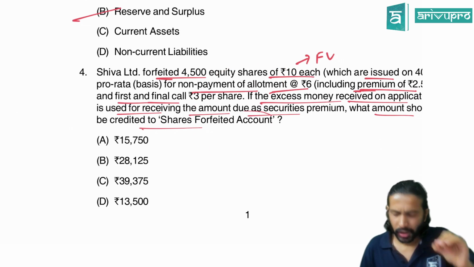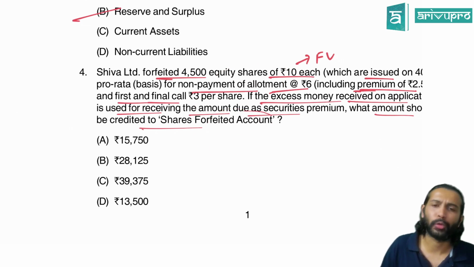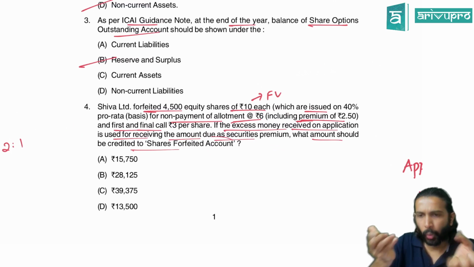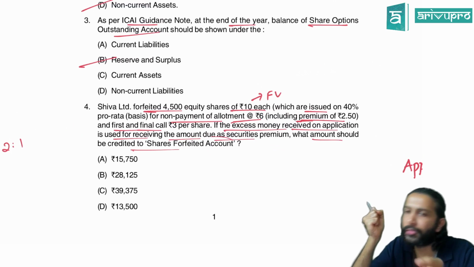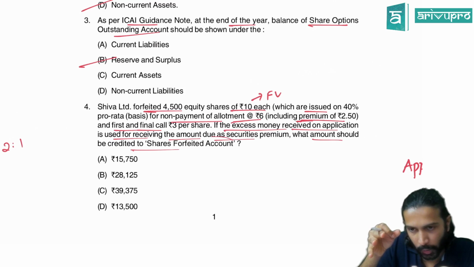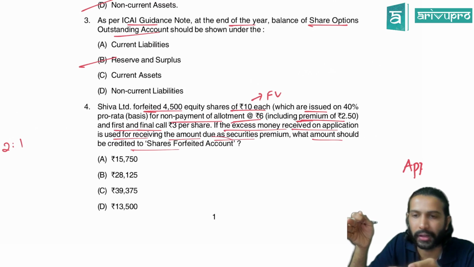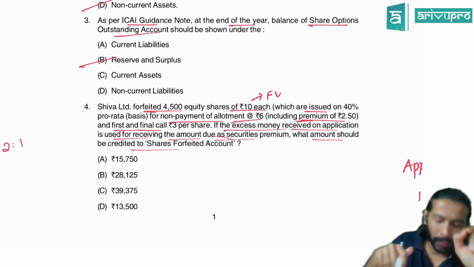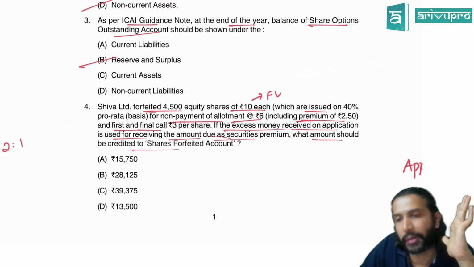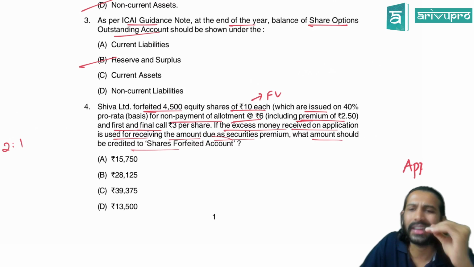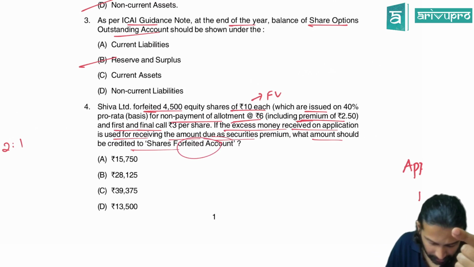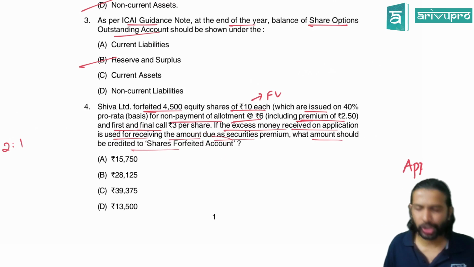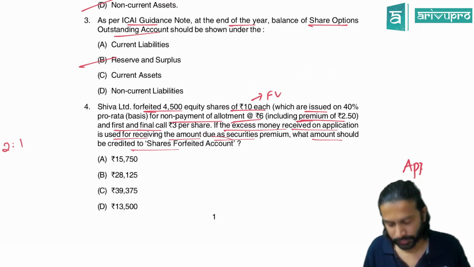We have done all this. They are asking how much will you transfer to share forfeiture account. Or just if you've forgotten the concept, how does share forfeiture work? If the shareholder has paid some money to the company, some money he has not paid, and the company forfeits his share, then the money paid by that shareholder, the company will not refund. As a penalty, the company will keep the money with itself. These are capital profits, hence it should be transferred to capital reserve. We have done all this. They're asking how much should be transferred to share forfeiture account. That is what they're trying to ask.